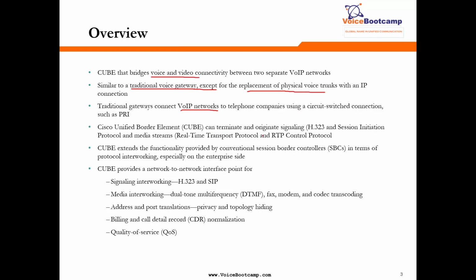CUBE, on the other hand, can terminate and originate signals based on either H.323 or SIP and media stream via its device. Now, CUBE extends the functionality provided by the conventional session border controller (SBC) in terms of protocol internetworking, especially on the enterprise side. One of the advantages of CUBE is that you can do protocol signal internetworking, meaning that one side of your network could be H.323, while the other side could be SIP. Media internetworking, dial tone frequency, fax modem, codec transcoding, these are all part of CUBE features. It has the ability for address and port translation, privacy, and topology hiding. CUBE can provide billing, call detail records, normalization, as well as QoS.